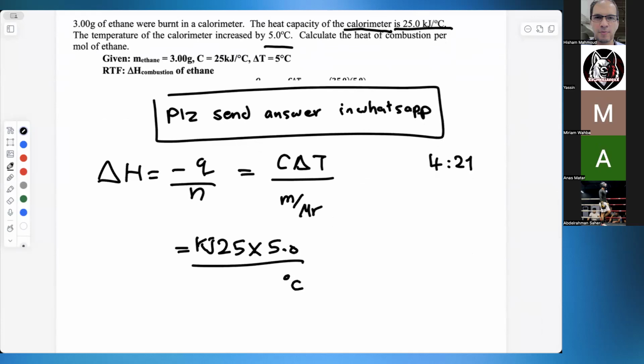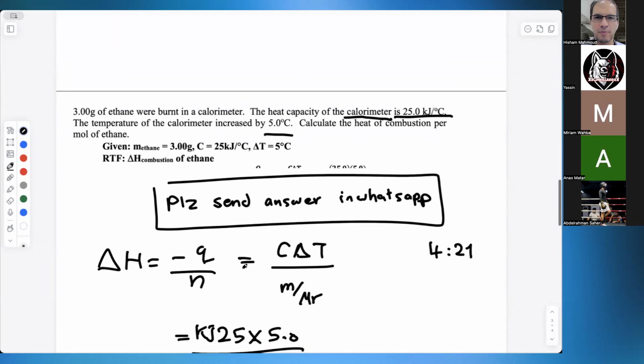And here, put an answer in the chat. Yes, Anas, that's correct. Okay, so again, the mass is equal to 3 grams. So I'll divide these grams by the molar mass, which is the molar mass of ethane, C2H6. So I have 24 plus 6, so I have 30.